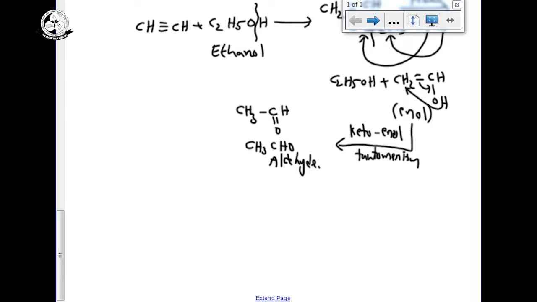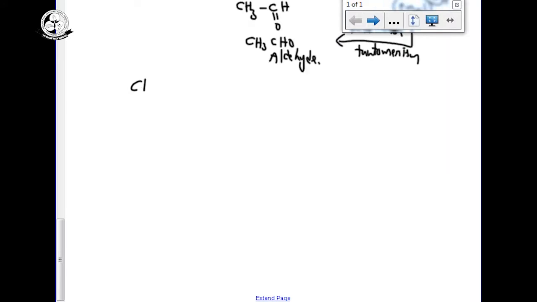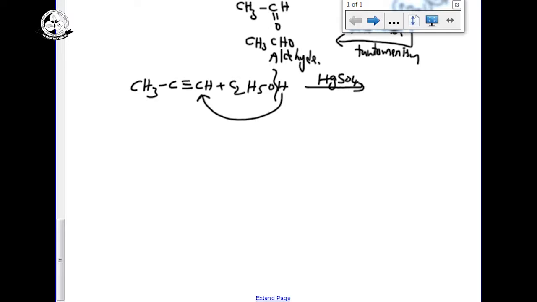If you want to see the ketone, you can take another example, that is CH3 C triple bond CH. Now add ethyl alcohol, C2H5OH. Follow the Markovnikov rule and tell me the answer in the presence of HgSO4. Breaking here, hydrogen will be attached to the multiple bonded carbon having more hydrogens. Then it becomes CH3 C double bond, here OC2H5, and here CH2. Then you can follow the hydrolysis, add water.